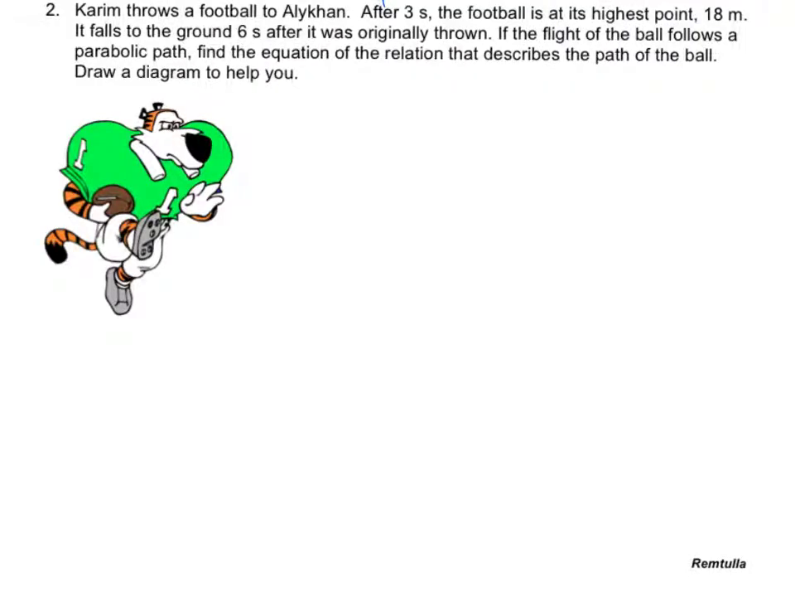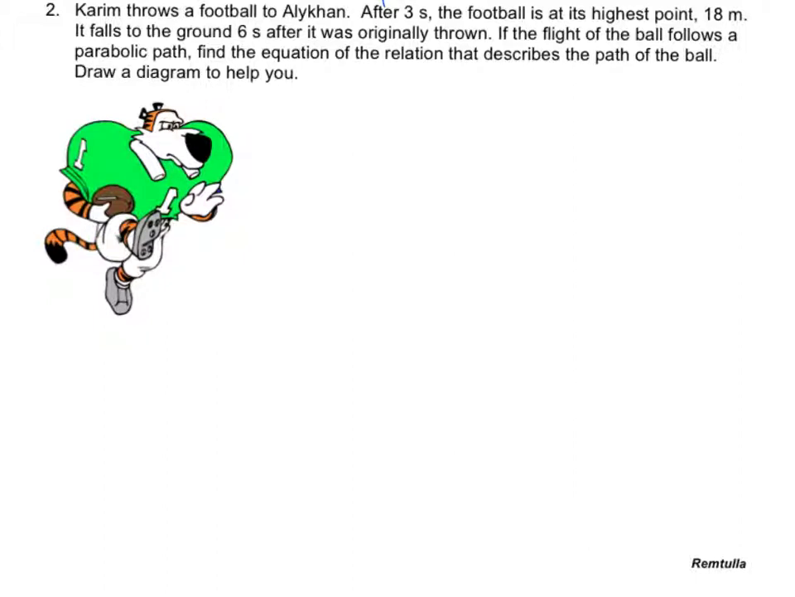So this next question is about two boys throwing a football. It says, after 3 seconds, the football is at its highest point, which is 18 meters. It falls to the ground 6 seconds after it was originally thrown. If the flight of the ball follows a parabolic path, find the equation of the relationship that describes the path of the ball. Draw a diagram to help you.